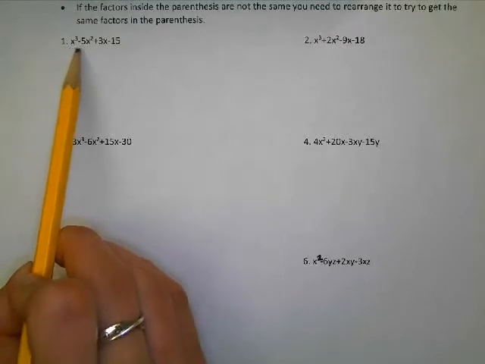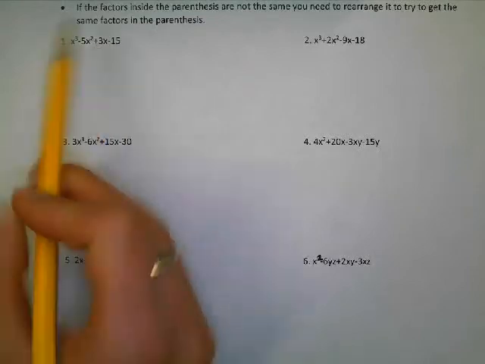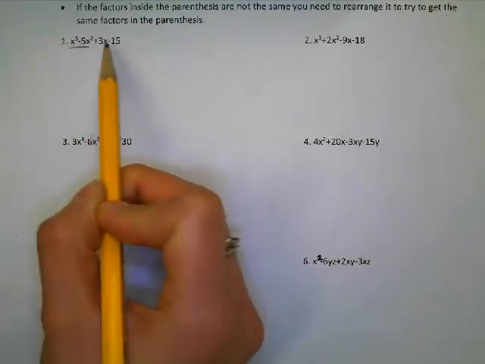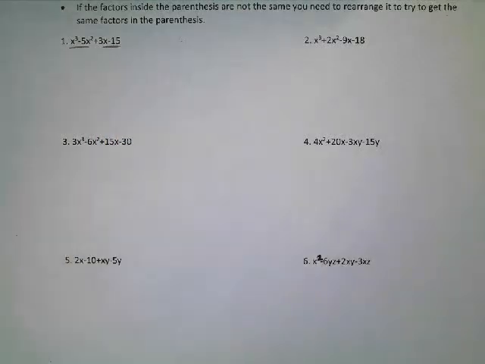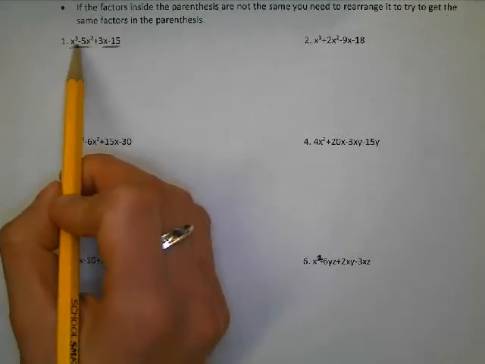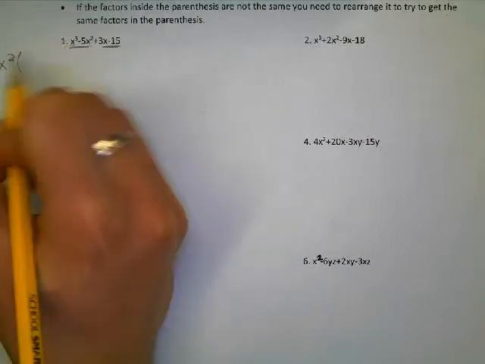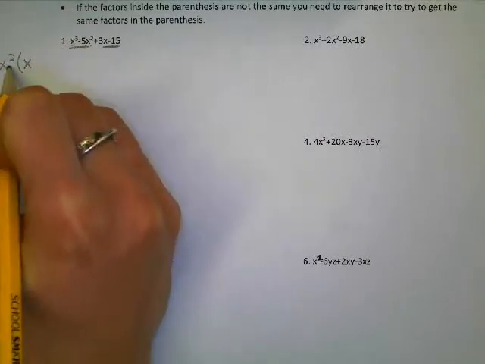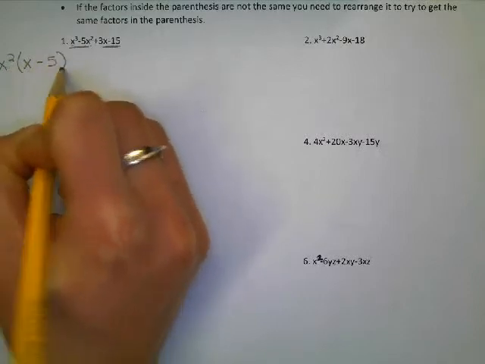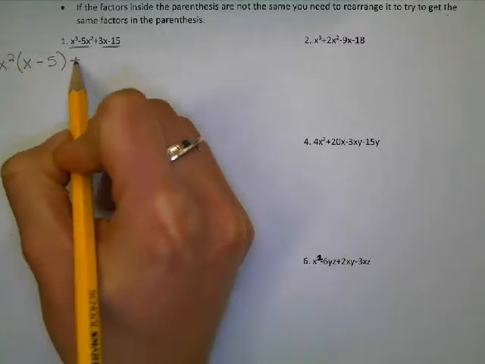So for this first one, I have x cubed minus 5x squared plus 3x minus 15. Well, again, I usually group these first two and then these second two. So what's common between those first two is an x squared. That's the highest x power in this first part. So if I take out an x squared, x cubed divided by x squared leaves me with an x, and 5x squared divided by an x squared leaves me with a negative 5. I'll put my plus sign in the middle there still.